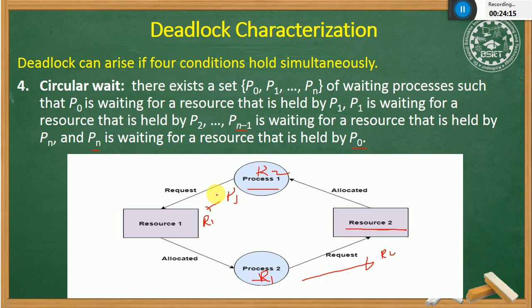Using the diagram, we can easily explain the conditions of the deadlock. In operating systems, you must draw the appropriate diagram, and then you can easily explain the concept. You cannot explain the concept only theoretically, so you must draw the diagram. So these are the four reasons due to which deadlock will arise: mutual exclusion, hold and wait, non-preemption and circular waiting.